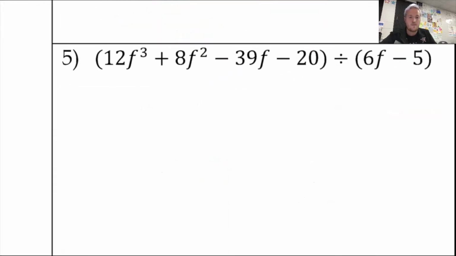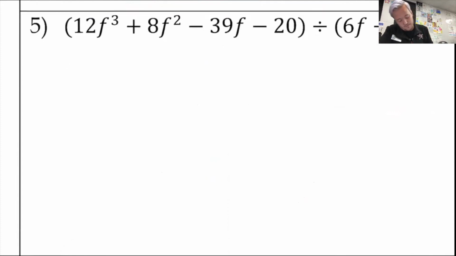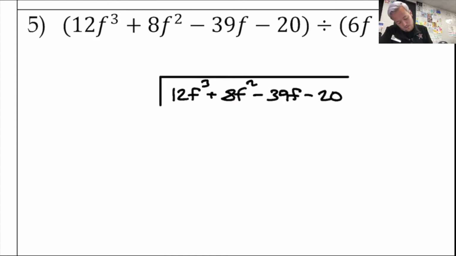Okay, so looking here at number 5. Now instead of a trinomial, we actually have a polynomial. So it's just 4 terms. It really just makes the problem a little bit longer. It just adds an extra step. So 12f cubed plus 8f squared minus 39f minus 20, and then I'm going to divide by 6f minus 5.